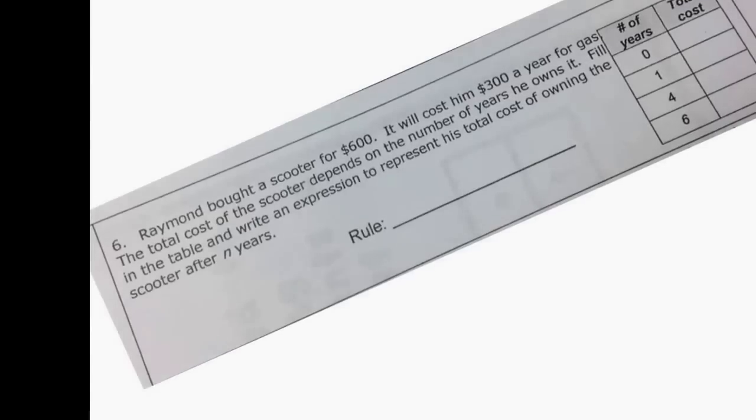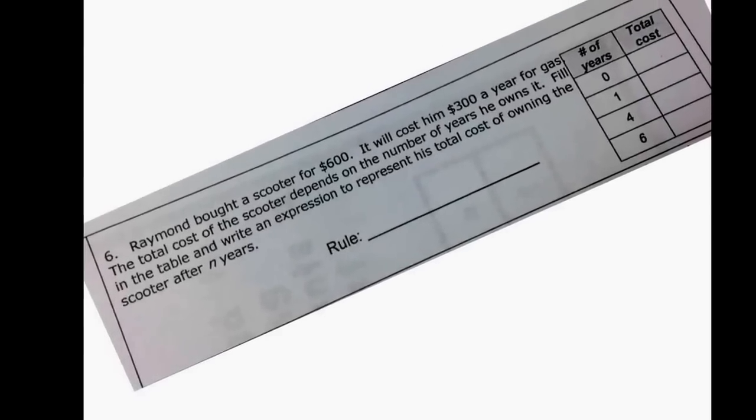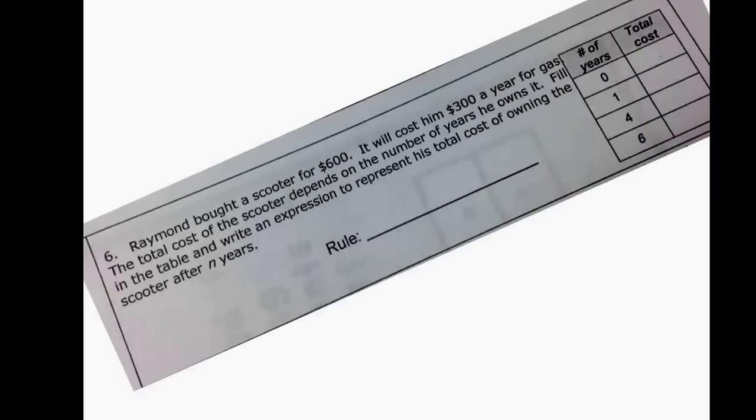All right, now we get some word problem. It says that Raymond bought a scooter for $600. It will cost him $300 a year for gas. The total cost of the scooter depends on the number of years he owns it. Fill in the table and write an expression to represent the total cost of owning the scooter after n years.